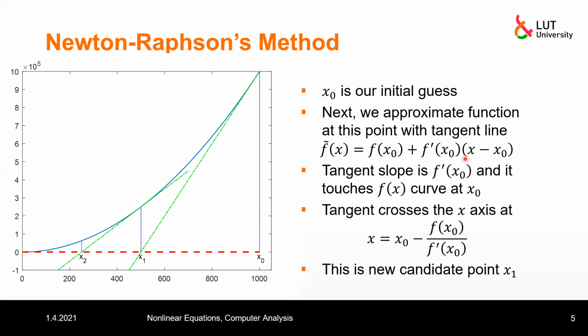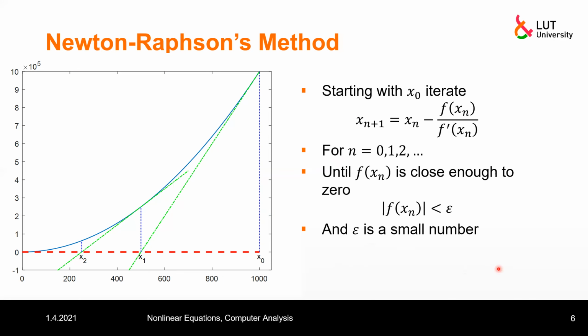And simply by solving this, assuming this must be equal to 0, we get to that iteration scheme. So it goes like this: starting with x0, we can use this equation to iterate. From x0 we can get x1, from x1 we can get x2, and so on, until we get close enough to 0. And of course, epsilon is our tolerance, so it's a small value. So it works. This is the core of the Newton-Raphson method.